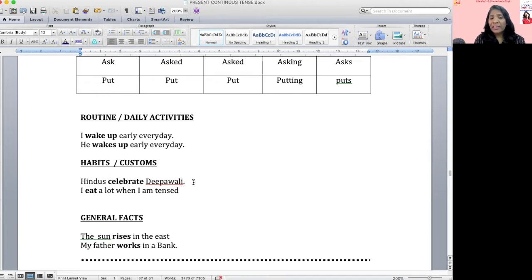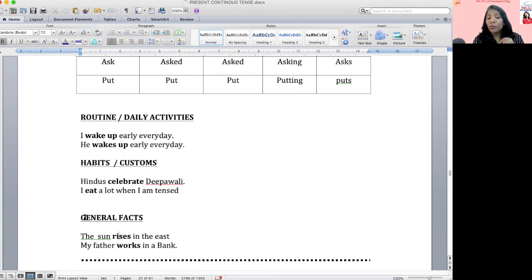If I want to say, I celebrate Deepavali. Okay. I eat a lot when I am tense. It's my habit, right? It's my habit here. So Hindus celebrate is a custom. General facts, like it doesn't change. It's something true. The sun rises in the east. Here the verb is rises. My father works in a bank. Work is a verb. Now, these are the few words which I used for these examples.